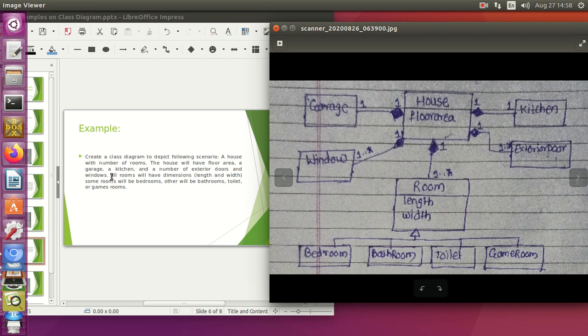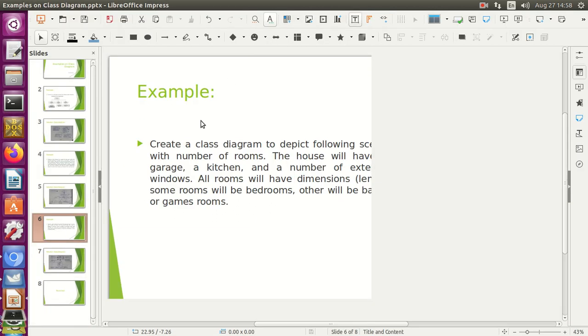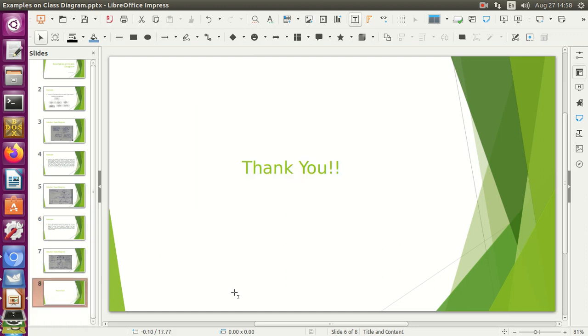Next, all rooms will have dimensions. So here the length and width are the attributes of the room class. After that, some rooms will be bedrooms, others will be bathrooms, toilet or game rooms. They have said that the room can be a type of bedroom, a bathroom, a toilet, or a game room. So that's why we have used the generalization relationship between these classes. Likewise you can draw the class diagram based on the given descriptions. Thank you.